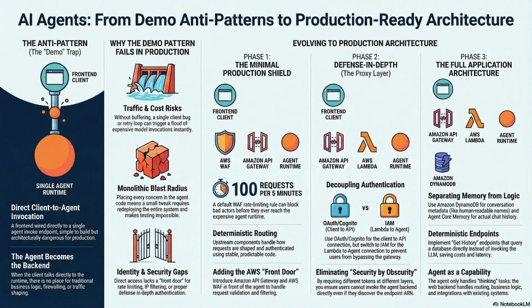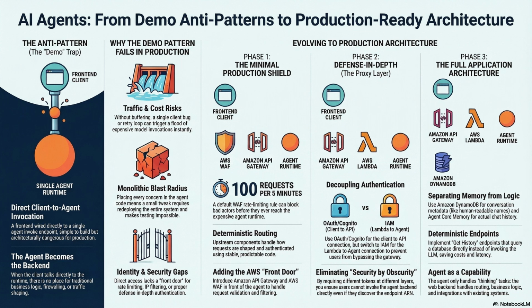Okay, that makes total sense, but here's where it gets really interesting. Because we've built this solid front door, the API gateway. But if we aren't careful with how we hand out the keys, that front door is entirely useless. Yes, the authentication vulnerability, this is a huge one. It's a subtle but critical security flaw. If you use the exact same OAuth token for the API gateway authorizer and the agent runtime, you are in trouble. Huge trouble, because you've essentially given the client a master key.